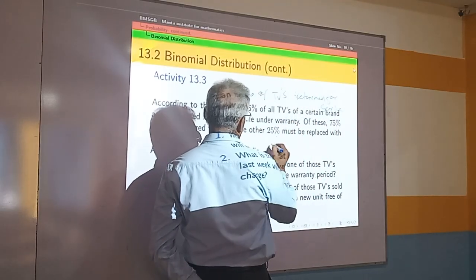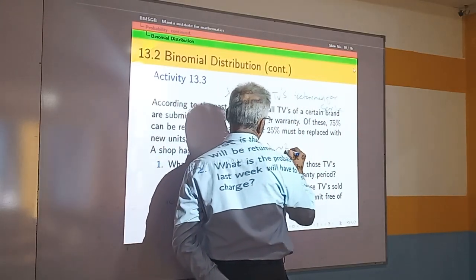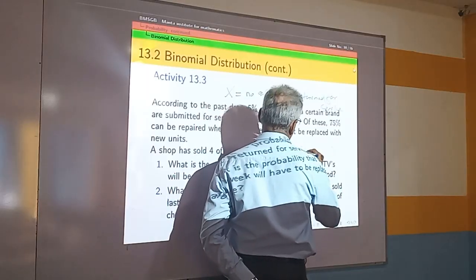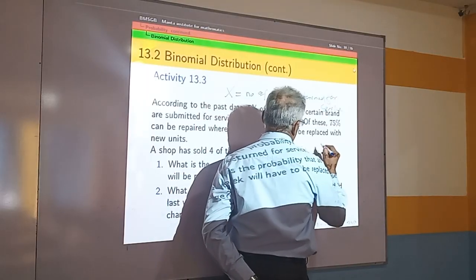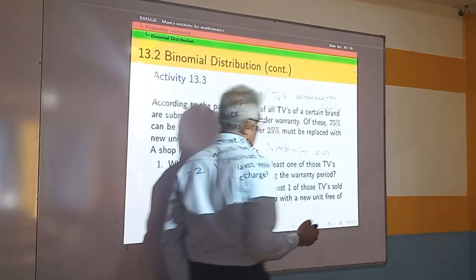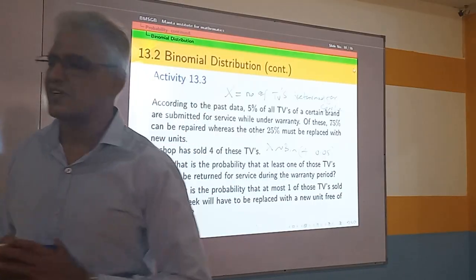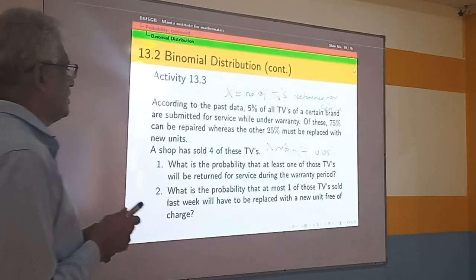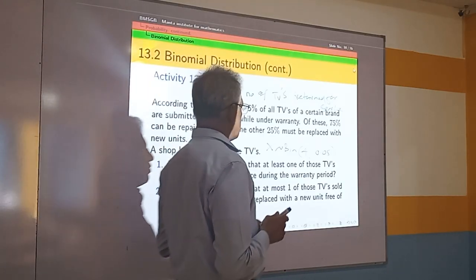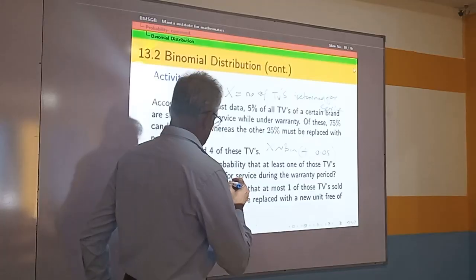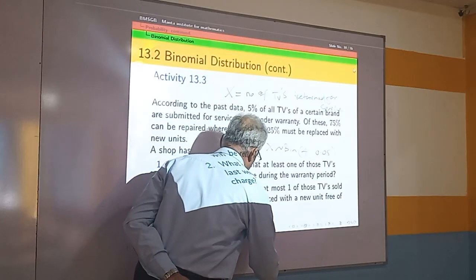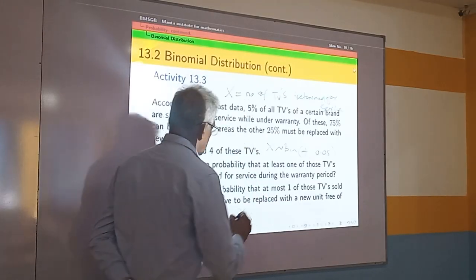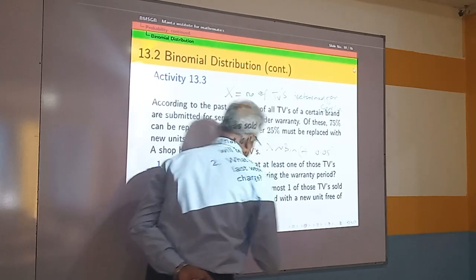then we can say X has a binomial distribution with n equal to 4 and probability of a success 0.05. In this case, success is not real success, but according to our model, that's the event of interest. So the question is, what is the probability that X is at least 1, right? So X greater than or equal to 1.